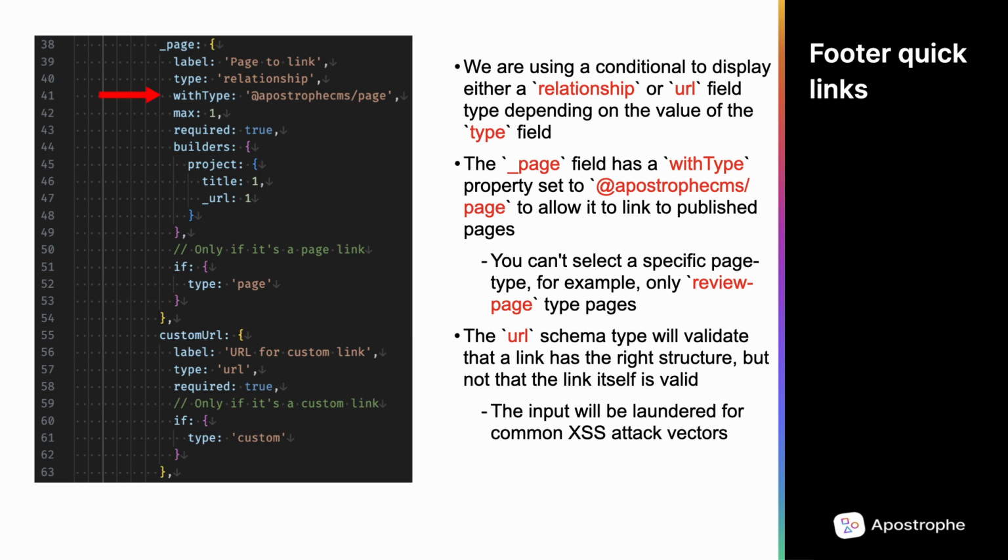Notice that for the _page relationship field, we are using a with type property value of @ApostropheCMS/page. This will allow a relationship with any page. At the moment, you can't specify a specific page type.